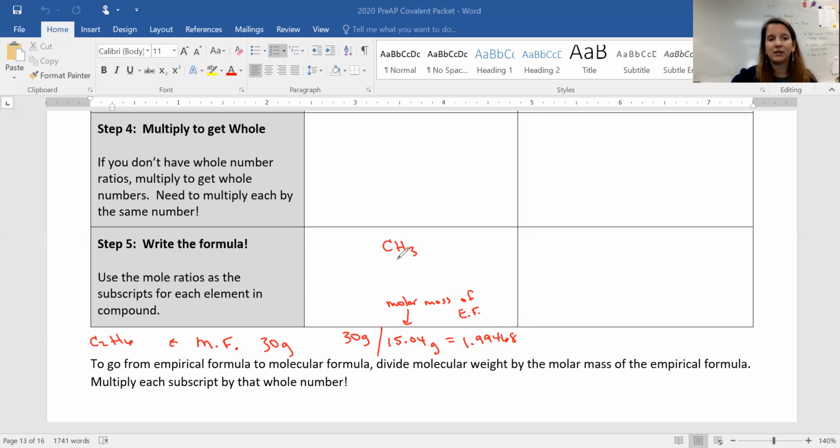So if you have to find the molecular formula, you would take the mass of the molecule divided by the molar mass of the empirical formula, and then whatever ratio that is, you would multiply each subscript by that to write your molecular formula. So let's take a look at this other example then.